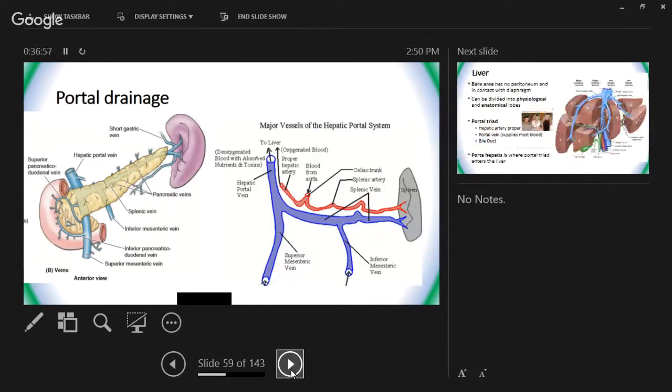Portal drainage. So this is how it all fits together. The splenic vein and the IMV converge, which eventually converge with the SMV to form the portal vein. And that all happens behind the pancreas.